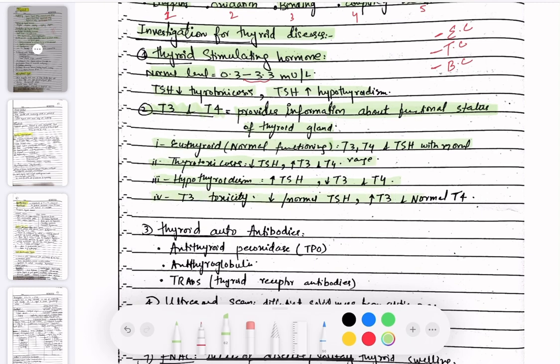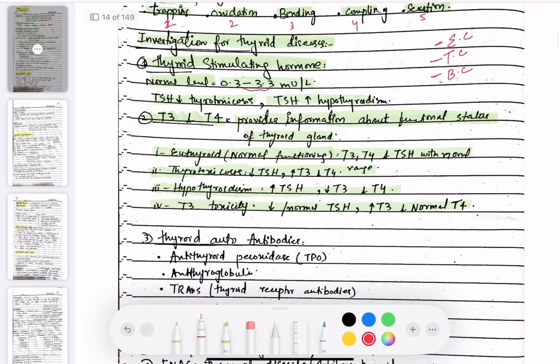Okay. So first of all, we check the thyroid stimulating hormone, which is TSH. Then we check the T3 and T4 levels. This provides the functional status of the thyroid. Euthyroid is a normal functioning thyroid, in which T3, T4, and TSH are normal. Then we have thyrotoxicosis. In thyrotoxicosis, TSH is decreased and T3 and T4 are raised. In hypothyroidism, TSH is raised and T4 and T3 are decreased. In T3 toxicosis, TSH is decreased and only T3 is raised.